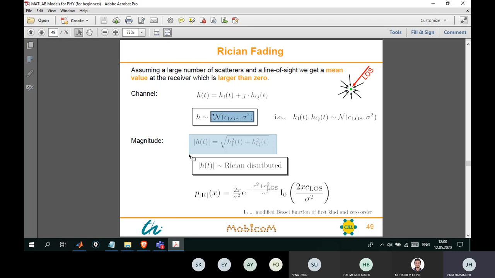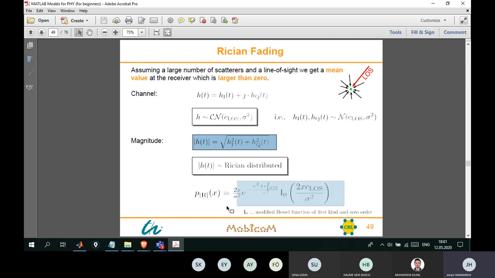So now, you want to find the distribution of the amplitude. How do you find the amplitude of the channel? Square root of HI square plus HQ square. Yes? So the absolute value of H of t now has a different distribution. We call it the Rician distribution.